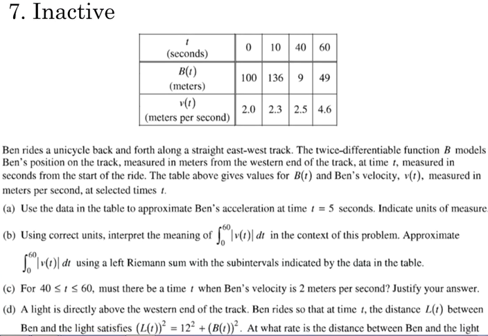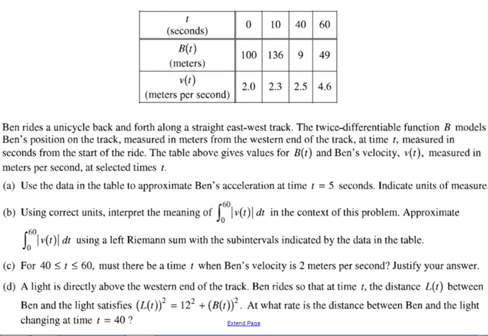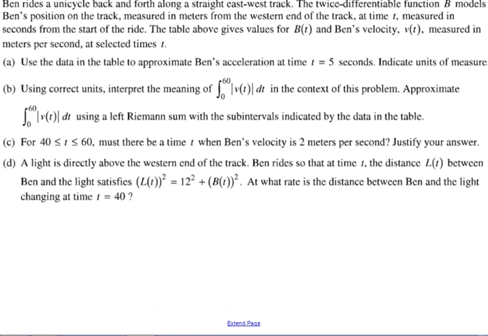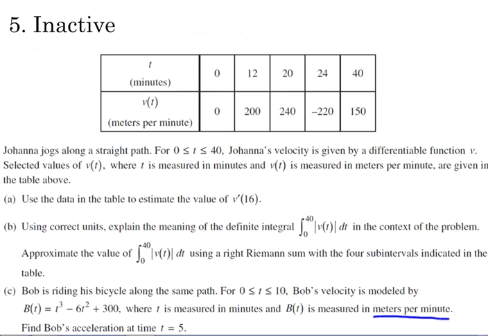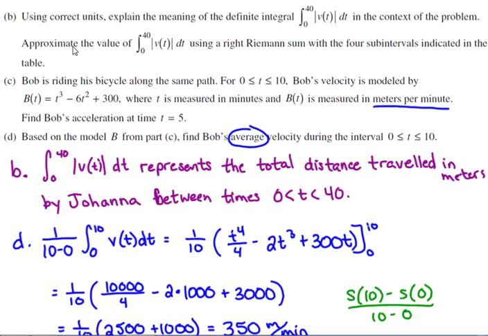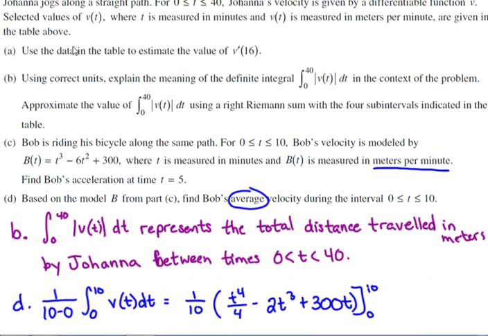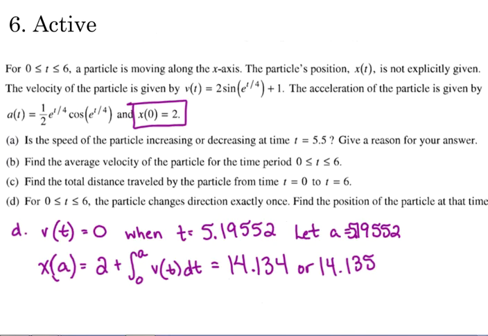All right, part B was just like we did in the other problem. Interpret the meaning of the integral of the absolute value: total distance traveled, every single time. Approximate it with a left Riemann sum. Did I do that part on the other problem? I don't think I did. I just explained it. I forgot to approximate the value. Let's do the approximating part on this one.